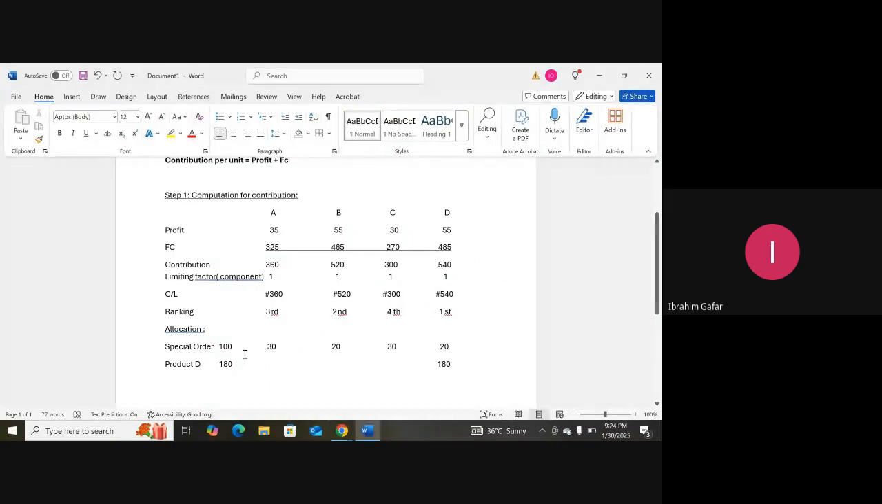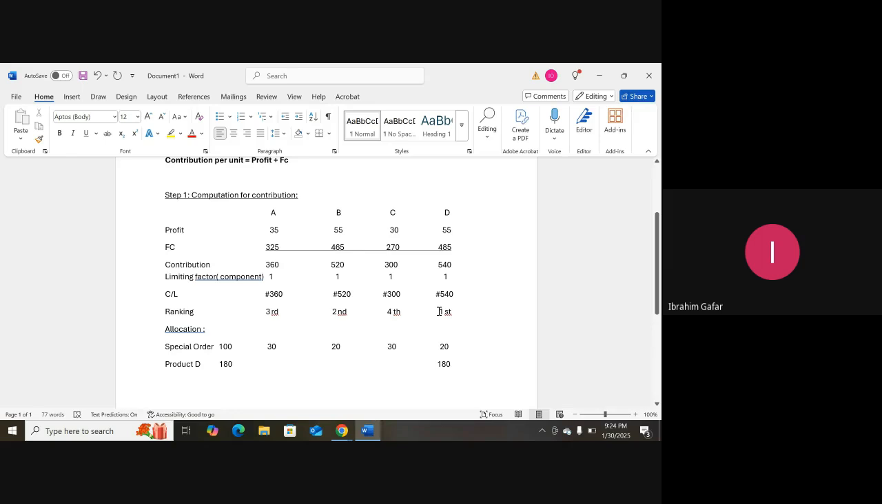Look at it here. 400 button components are likely to be available. Then out of that 400, there's a special order of 100. Remain 300. So 300 is what we need to allocate to all the products. If you want to allocate 300 to all the products, you need to allocate it based on the rank.